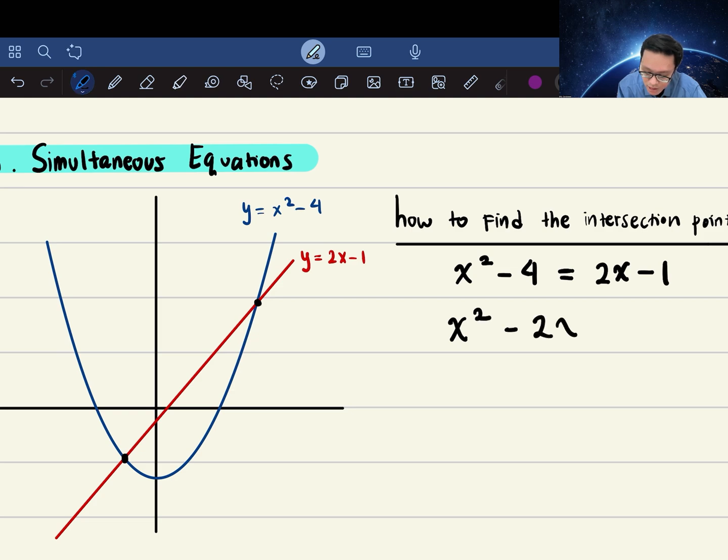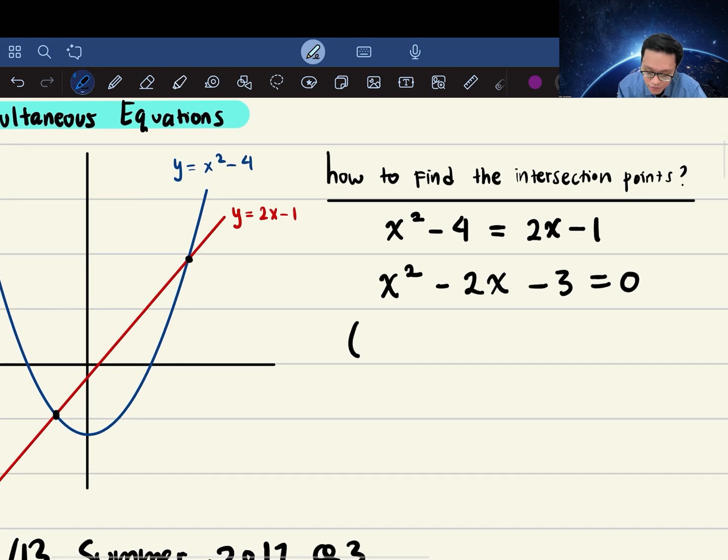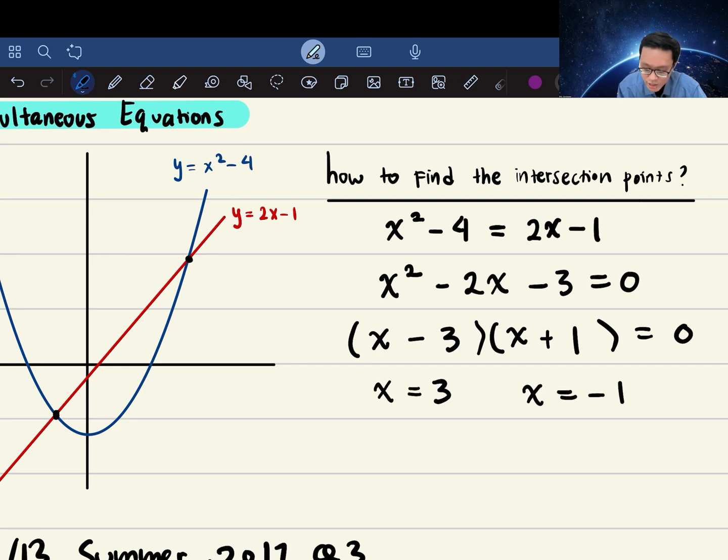So x squared minus 2x minus 3 equals 0. From here, you can do factorization because it can be factorized easily. Here we have x, and then we have 3 and 1. To get minus 2, we need minus 3 here and plus 1 here. So we get x equals 3 or x equals negative 1. So this is how we find the intersection points.